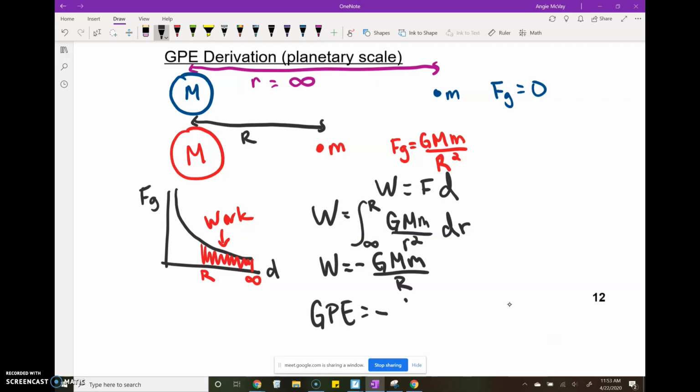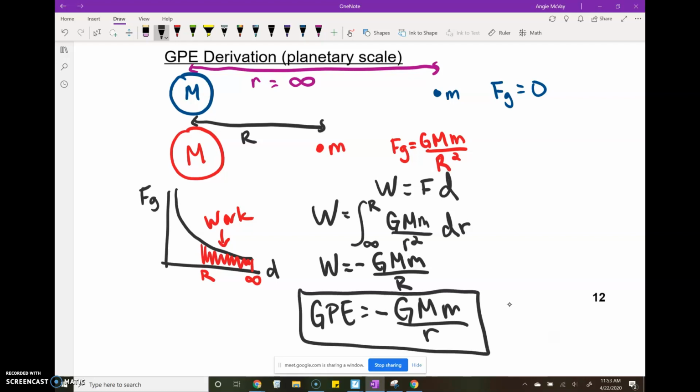So GPE equals negative G M m over R, and this is the generic gravitational potential energy equation for an object near a larger mass and a certain distance away from that mass, and that works for anywhere in the universe.